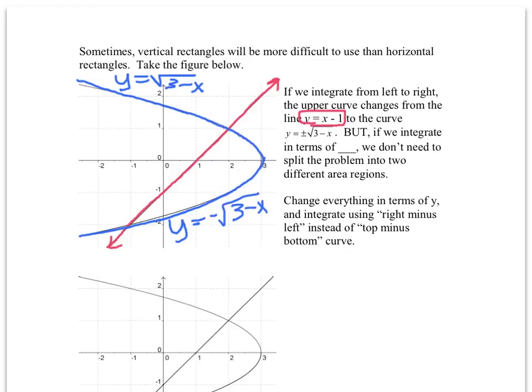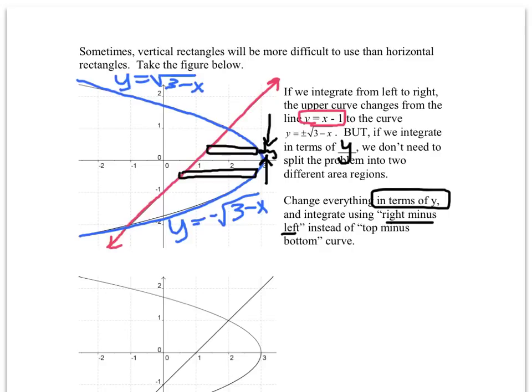All right. If we integrate this problem in terms of y, instead of doing vertical rectangles, we can take the idea that we're adding up billions and billions of horizontal rectangles. Unlike before where we were adding them up from left to right, now we're going to add them up from top to bottom. The width of each rectangle is infinitely small, but we call it dy. So as long as we change everything so it's in terms of y, we can integrate using the right minus left idea.